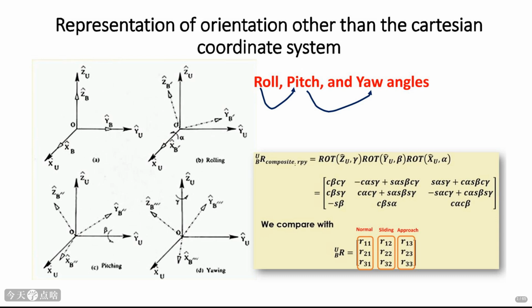Now, how do we translate these physical rotations into math? That's where matrices come in. This UBR matrix is essentially a compact way to represent the combined effect of these roll, pitch, and yaw rotations. It's a 3x3 matrix, and each element Rij tells us about the relationship between the axes of the original frame and the rotated frame. It's the mathematical language of rotation.